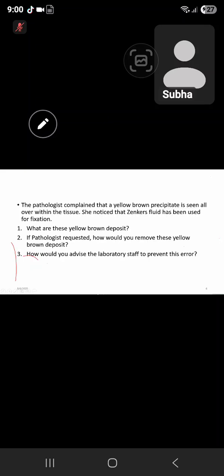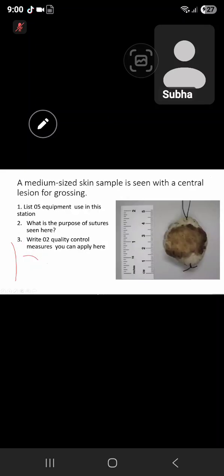So, no, it is not a very good question. Right. Then come to this one. List 5 equipment used in this station. So this is the grossing station. So as we discussed earlier, you can write answers for this first question.